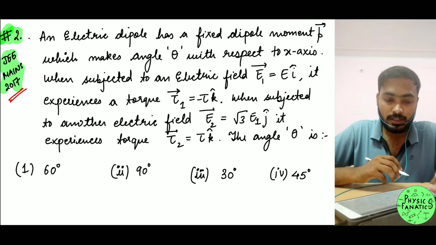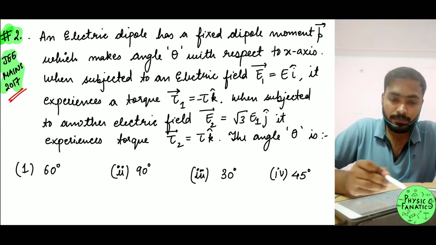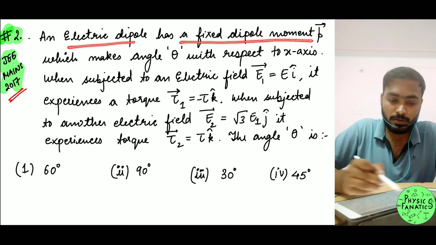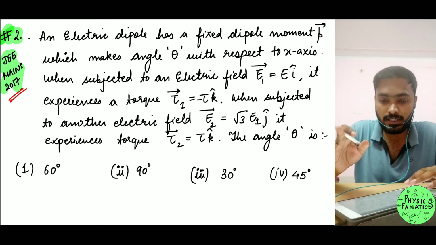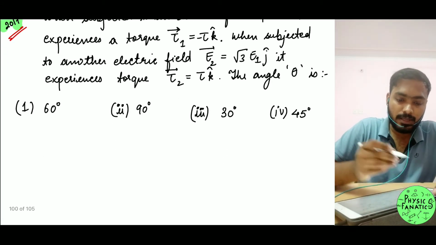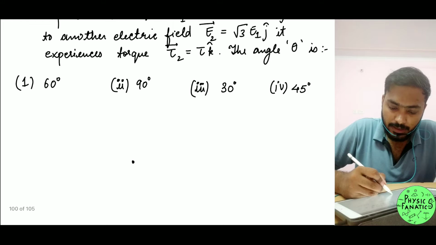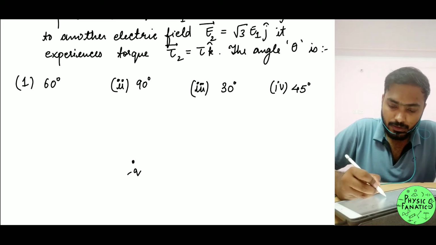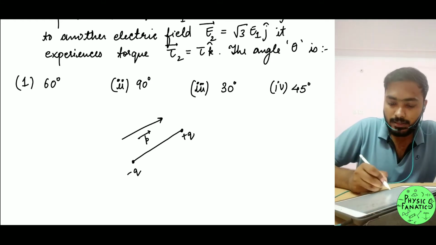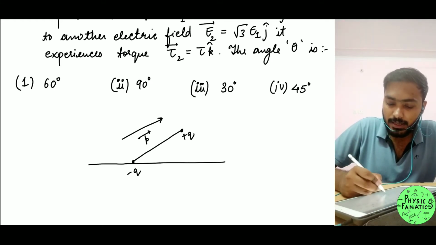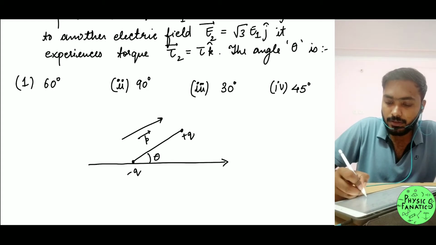Okay, let's try to do this. How we are going to do this? So let's go one by one. So I have an electric dipole, has a fixed dipole moment P, which makes an angle theta with respect to x-axis, and along the x-axis we have the electric field, right? Okay, so let me just make that. So I will be having a dipole that, let me say, this is minus q, this is plus q. So here is my dipole. So this dipole will be having dipole moment in that direction, right? I hope you guys can understand that. And this is making an angle of theta with your x-axis according to our question, right?